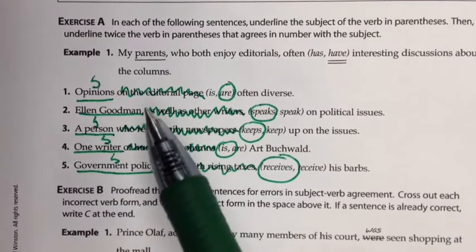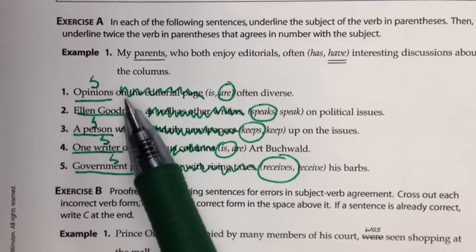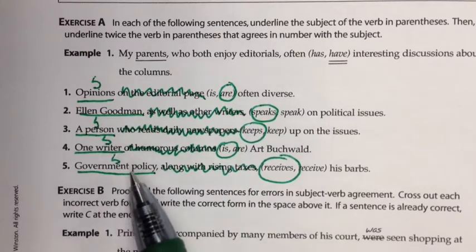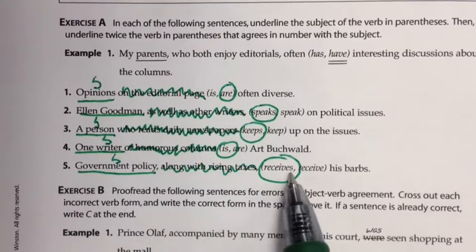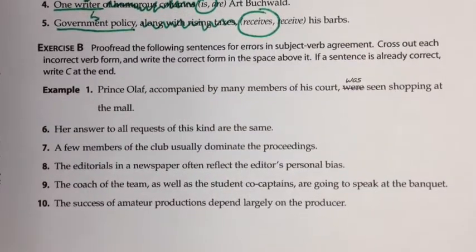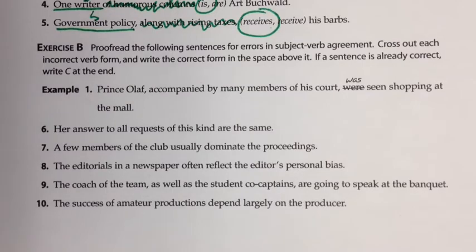So the big lesson here is you have to find the subject and ignore any kind of phrase or clause that comes after it, and make sure that if it's singular, you pick that verb in the present tense that ends in S. In exercise B, you do the same thing, except now instead of choosing between two verbs, you have to proofread the sentence. Good luck.